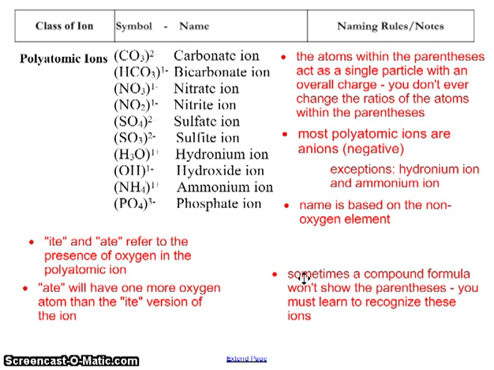Sulfate and sulfite, both based on sulfur. SO4 minus 2, SO3 minus 2. Hydronium is H3O with a +1. This is important for acids and bases. Hydroxide, OH minus 1, also important for acids and bases. And then there's ammonium, NH4 with a +1 charge, and phosphate with a PO4 minus 3.